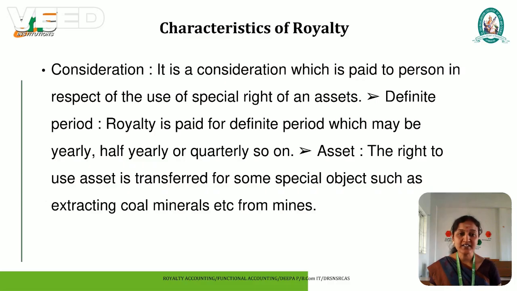Next one is characteristics of royalty. It is a consideration paid to the person for usage of his asset. There is a definite period, maybe quarterly, half-yearly, or yearly. The right to use an asset is referred to, like coal mines, quarries.